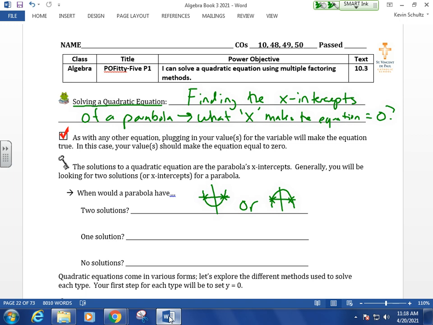When would a parabola only cross the x-axis once? I mean, if it goes down, it's got to come back up again. Or if it goes up, it's got to come back down. But when would it cross it only one time? Noah? Right. If the vertex is on the x-axis, either like this, where it only touches it once, or if it's opening down, like this, where it's only touching it once, you only get one solution.